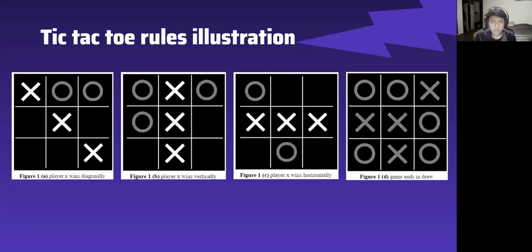So here's a tic-tac-toe rules illustration. On the most left side, there's figure 1A. It shows that player X wins diagonally, and next to it is figure 1B. It shows that player X wins vertically, and next to it there's figure 1C. It shows that player X wins horizontally, and on the most right side there's figure 1D. It shows that the game ended in a draw.